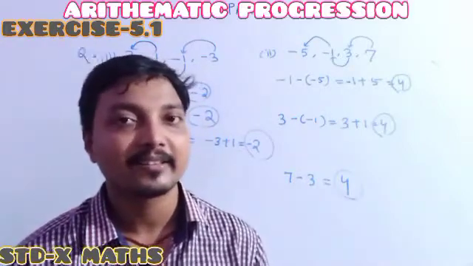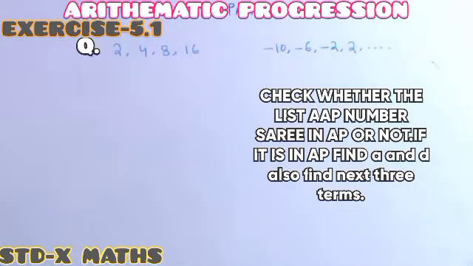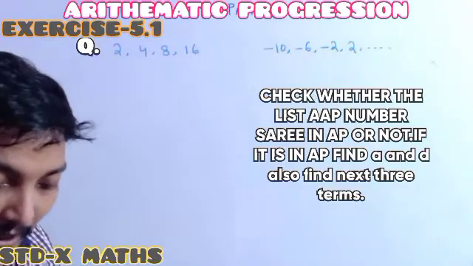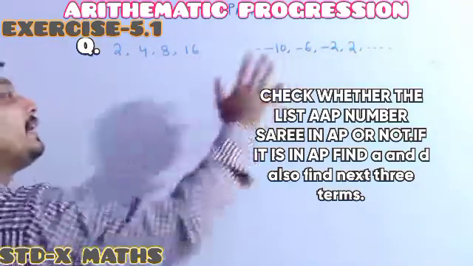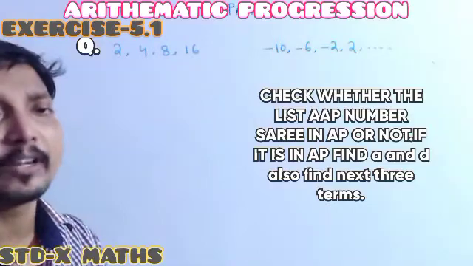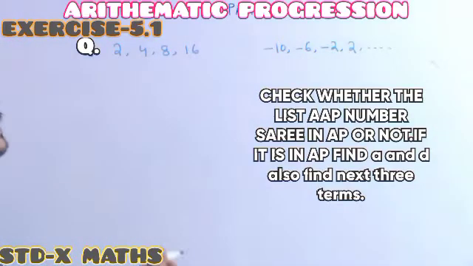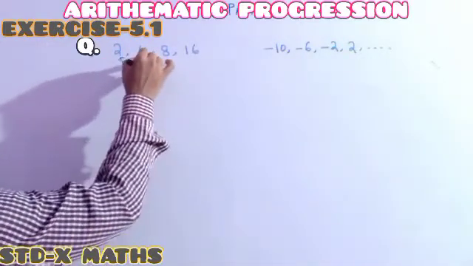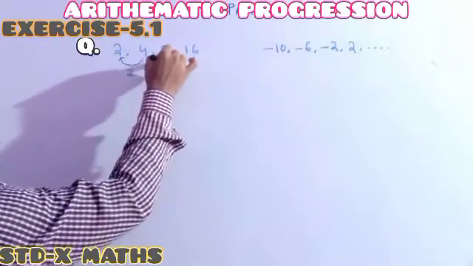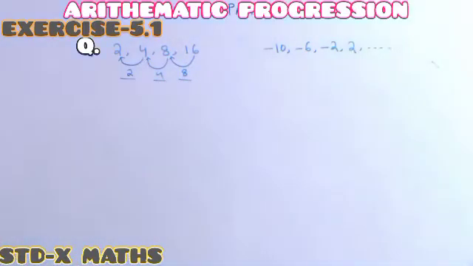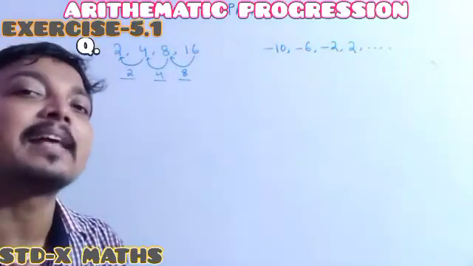Understood perfectly? See, here is another variety of question in this exercise, where you have to check whether the list of numbers is in AP or not. If the list of numbers is in AP, then you just have to find A and D. A means the first term, and the common difference also you need to find. So first we need to check whether it is in AP or not. See, the trick is 4 minus 2, it is 2. 8 minus 4, it is 4. And here 16 minus 8, it is 8. As the difference is not the same everywhere, we cannot say it is in AP.